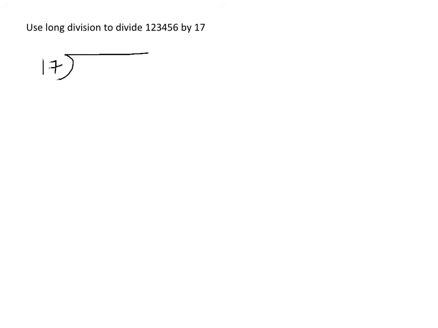17, 1, 2, 3, 4, 5, 6. Oh boy, this does not look like a lot of fun, Miss Busselmeyer. So of course we say, okay, well 1 goes into 1 one time, but if I put a 1 here and multiplied, I couldn't do 12 minus 17.